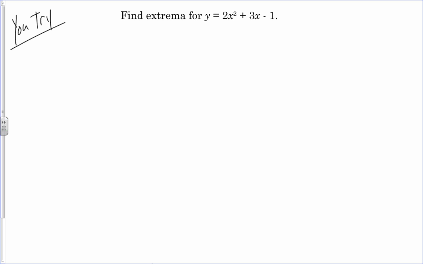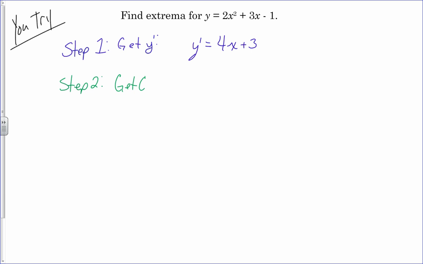So step 1, we want to get f prime, or in this case y prime, because they're the same thing. Step 1, get y prime. So we know y prime equals 4x plus 3. Step 2, we're going to get our criticals. We get our criticals by setting y prime equal to 0. So we're going to take 4x plus 3 equals 0.